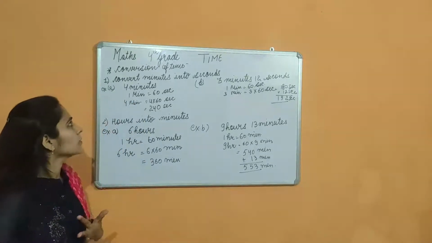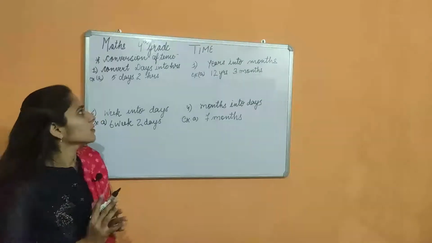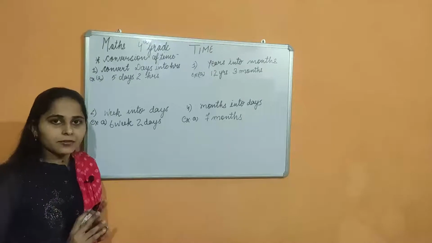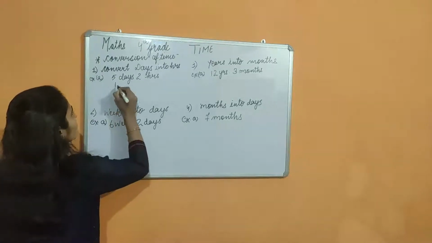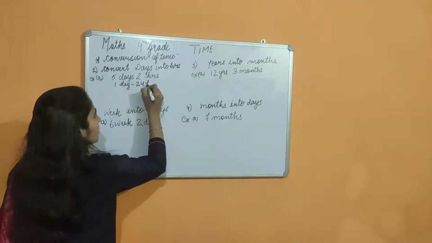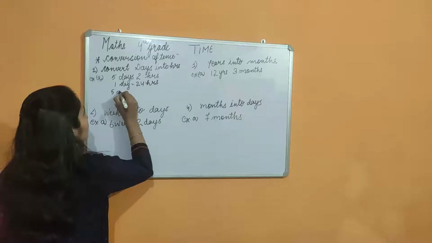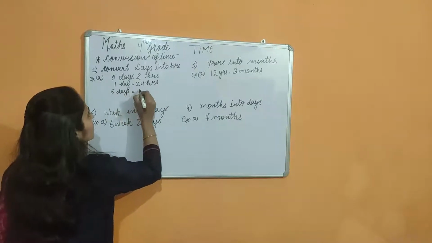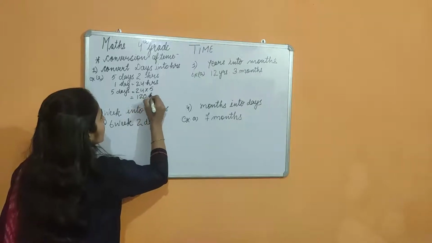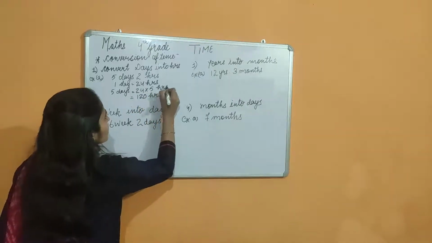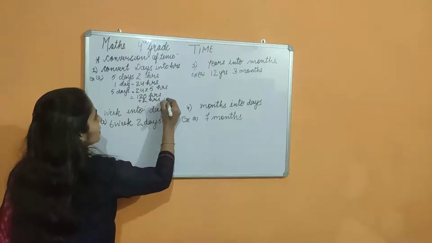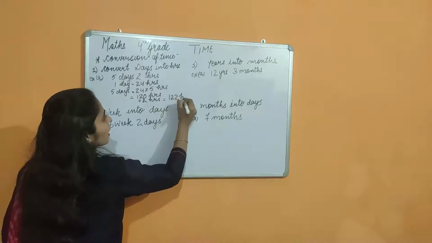Now let's come to the next conversion. Now convert days into hours and weeks into days. Now 1 day is equal to 24 hours, students. So 5 days and 2 hours will equal, first of all, 1 day is equal to 24 hours. So 5 days will equal 24 multiply 5, that is 120 hours. Also, how many hours are given? 2 hours are also with this. So 2 hours will be added and the answer will be 122 hours.